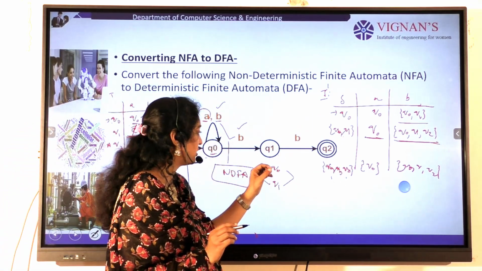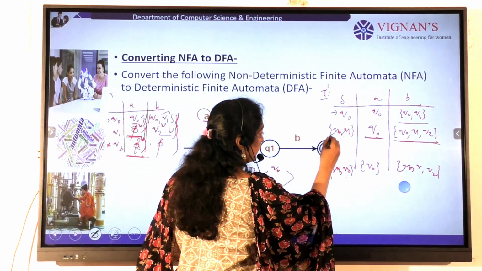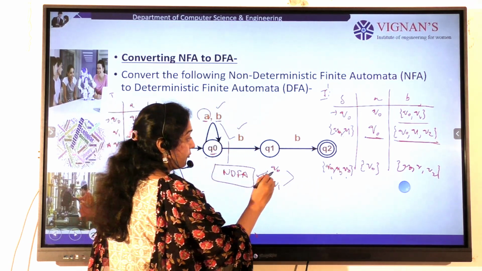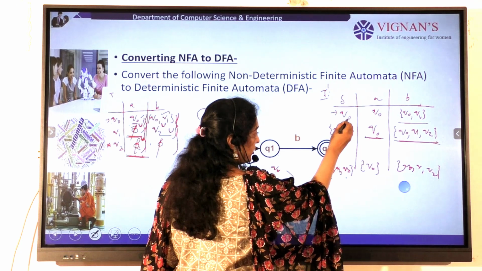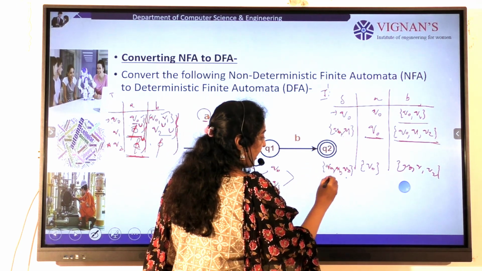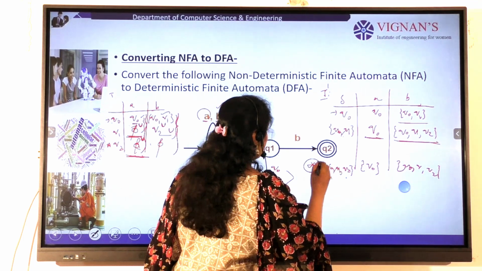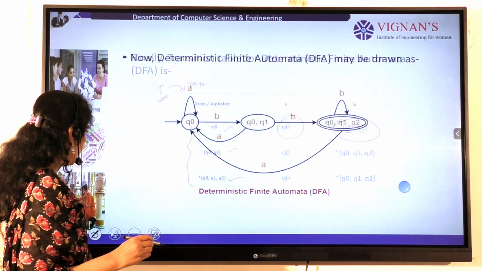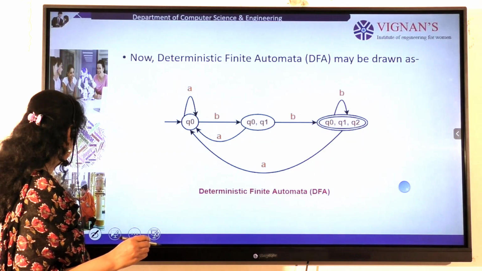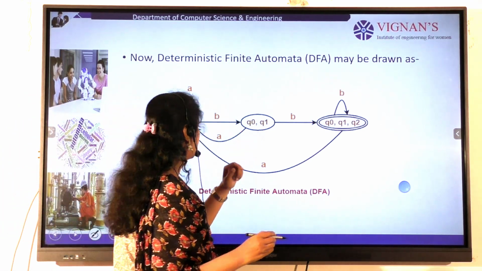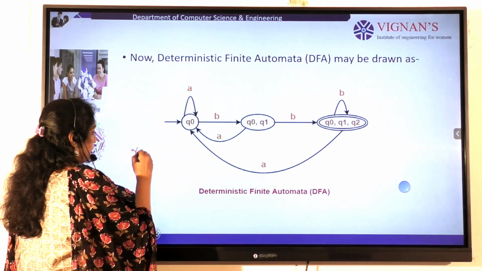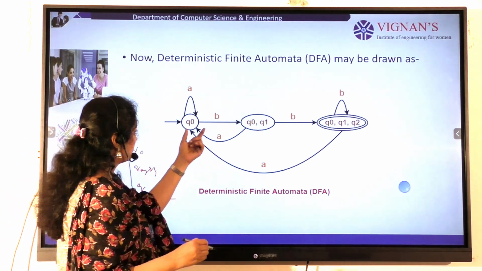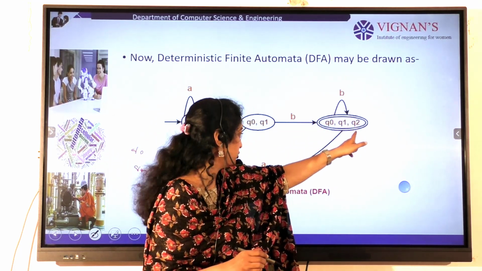Now coming to the decision of the final state, we have told that wherever the final state Q2 is present, that will be the final state in the deterministic finite automata. If we observe, we don't have Q2 here, and here we have Q2, so this will be the final state. Now let us see the final state diagram. Yeah, this is the final state diagram. Now the new states are Q0, Q0 Q1 and Q0 Q1 Q2. This will be the final state because Q2 is present here.